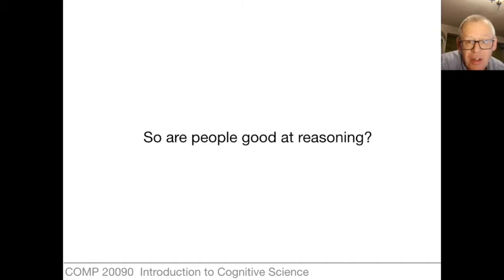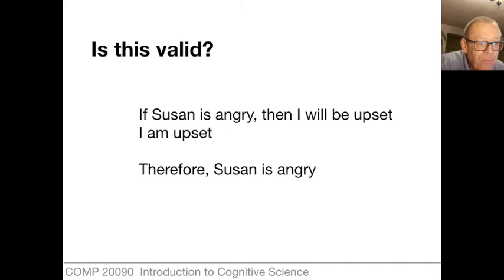Here's something which is similar to what we've just seen. If Susan is angry, then I will be upset. I am upset. Therefore, Susan is angry. Have a look at that. Think about that. Now, to put that into one of the forms we've seen, Susan is angry can play the role of P. I will be upset can play the role of Q.